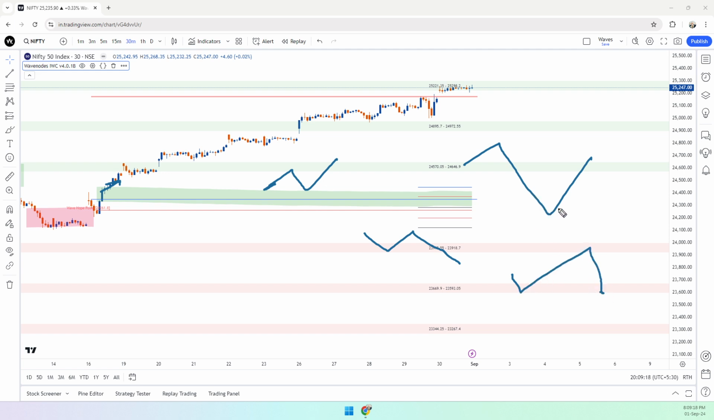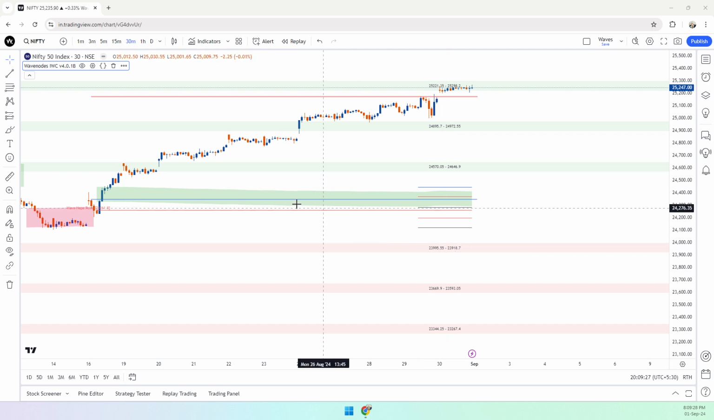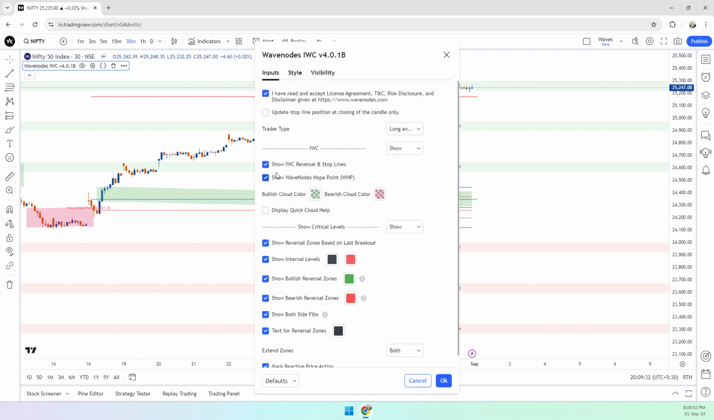So how do we know up to what point these previous points or ranges may extend? If you are using wave hope point as the stop point, it is an option with you that you can turn it off. If you are using internal levels, you can turn internal levels on and off by selecting this option. So if you are not using wave hope point, it's totally okay. But if you are using wave hope point, then it becomes important to track any kind of reversal with the help of wave hope point that we have discussed in other videos.